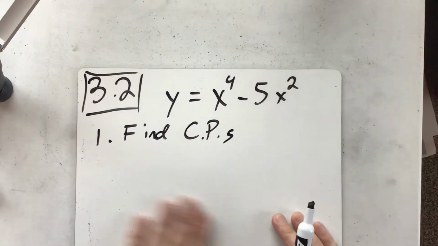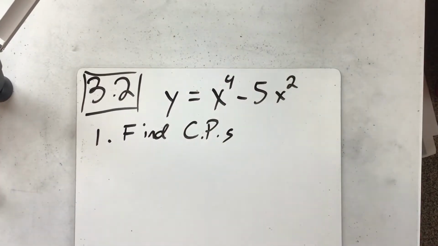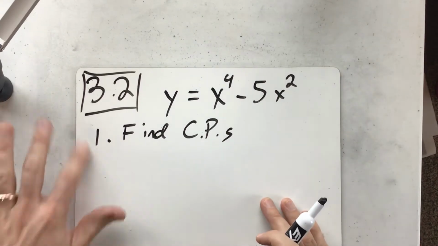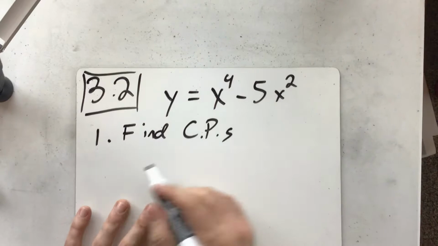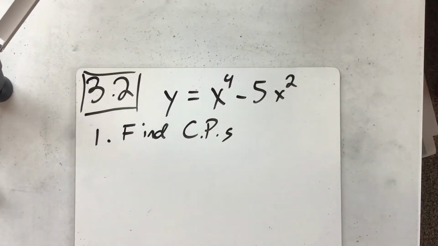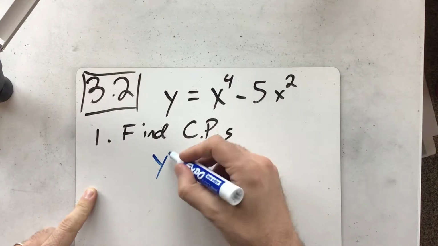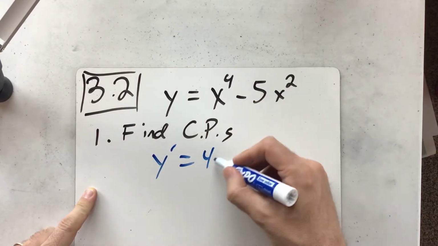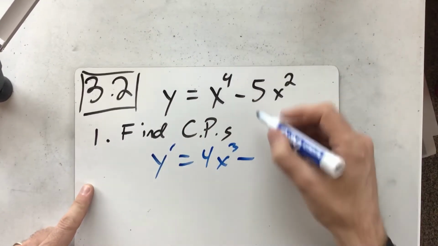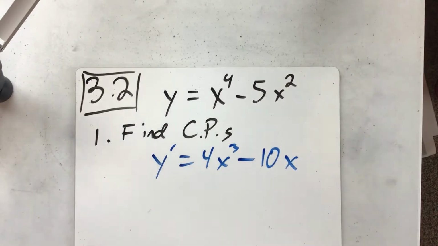I'll just abbreviate. Critical points, critical numbers, critical values, those all mean the same thing to me. I use those interchangeably, although it's probably not fair. So find the critical points. How do we find the critical points? Well, the first thing we should do is take the derivative. So you take the derivative, and we get 4x cubed minus 10x. You all are really good at this.